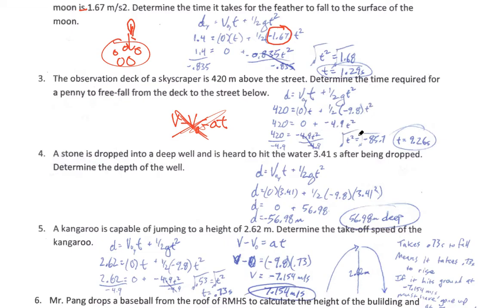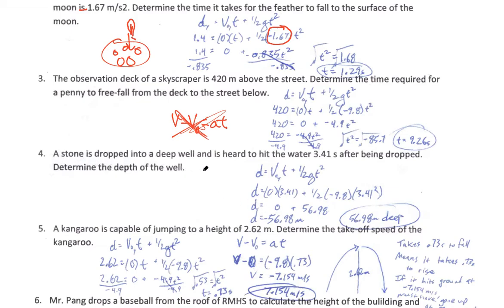So then from there, isolate t squared, divide both sides by negative 4.9. Come out with t squared equals negative 85.7. Take the square root of both sides, and then you end up with t equals 9.26. Again, we take the square root because we don't care about t squared, we care about t. Get rid of squared by taking the square root. All right, stone. Next one.